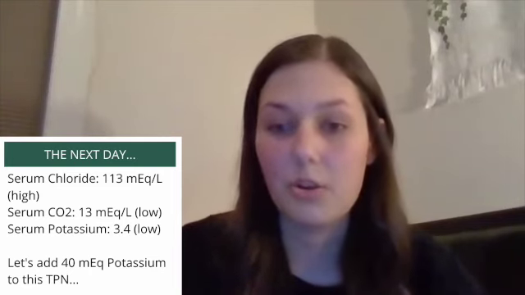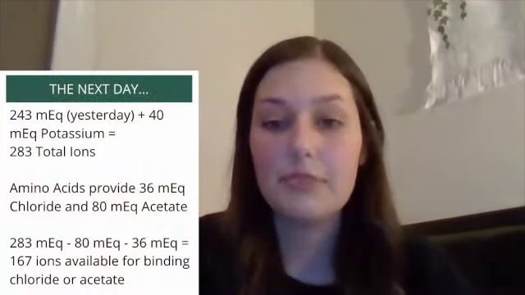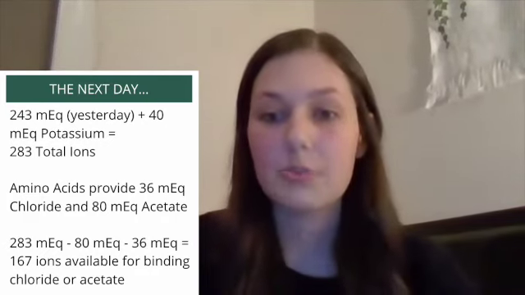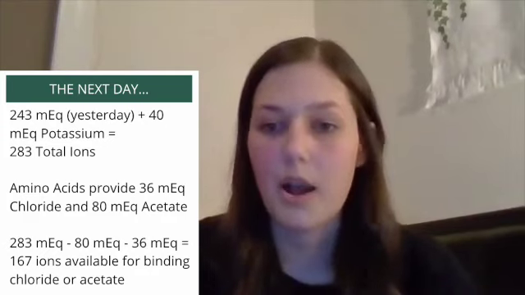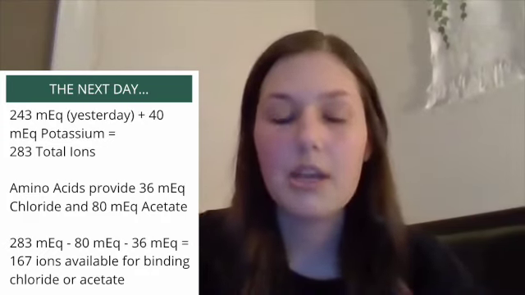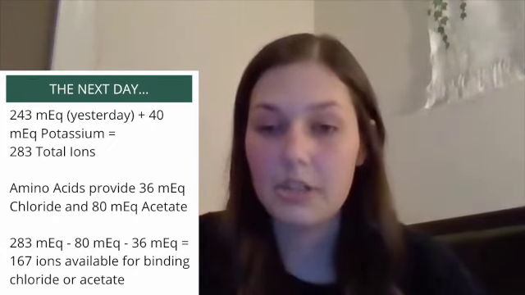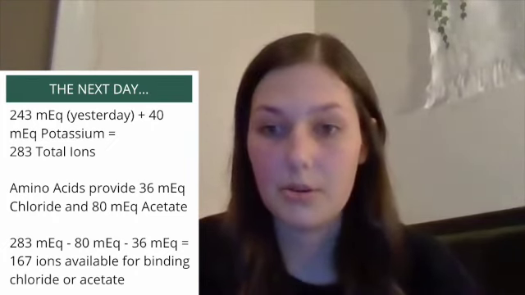Another thing, we're going to throw a curveball in here. Let's say that the patient's potassium dropped to 3.4. So now we want to add another 40 milliequivalents of potassium to the bag. So we're adding 40 milliequivalents of ions, essentially, that we will have to provide as either chloride or acetate. So our TPN from yesterday had 243 milliequivalents of total ions in our ion pool from which we could draw to make acetate or chloride. We're now adding an additional 40 for a new total of 283 milliequivalents.